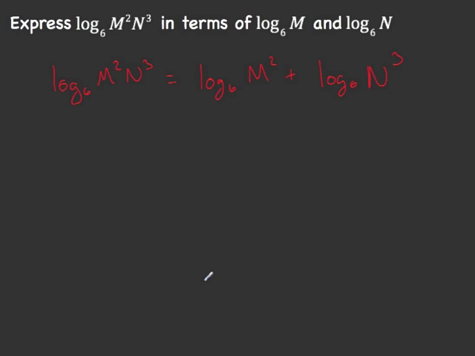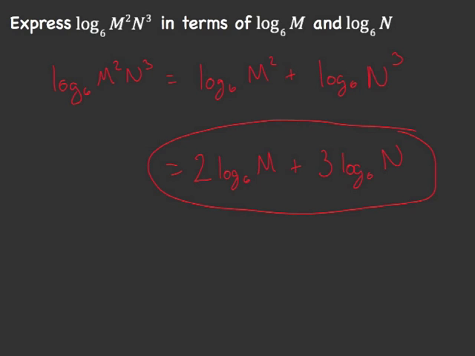And now I'm going to use that third rule, saying that I can take any exponent and move it out to the front of the logarithm. So instead of log base 6 of m squared plus log base 6 of n to the third, I can go 2 times log base 6 of m plus 3 times the log base 6 of n. And that would be how I could rewrite it. So I've got 2 times this logarithm plus 3 times this logarithm.